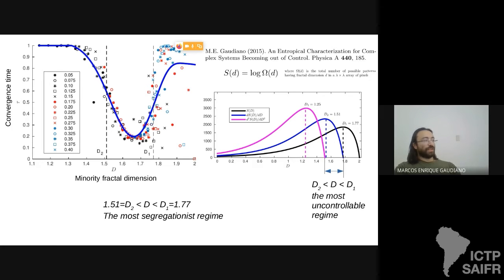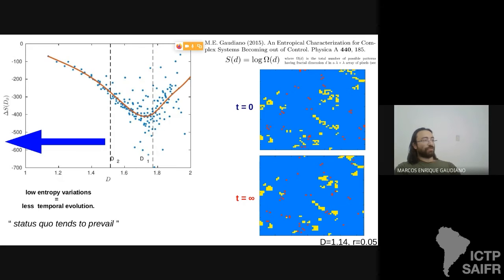Let us put the latter in terms of entropy absolute variations. On the one hand, for D lower than D2, the lower fractal dimension of the minority, the lower variation of entropy, which implies a lower system evolution. This case corresponds to small minority groups conformed by almost scattered agents that may represent no competence for the majority.